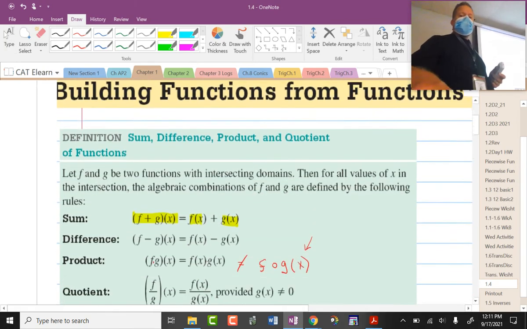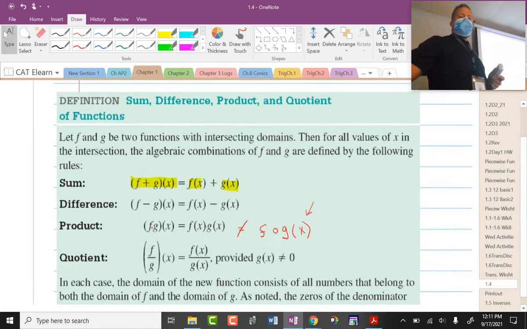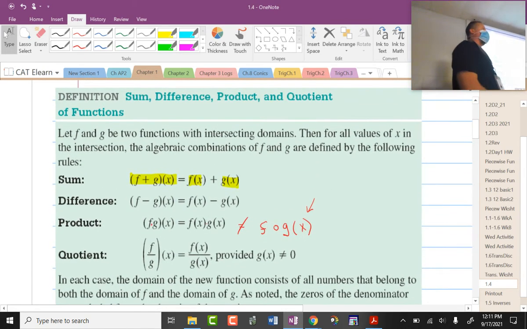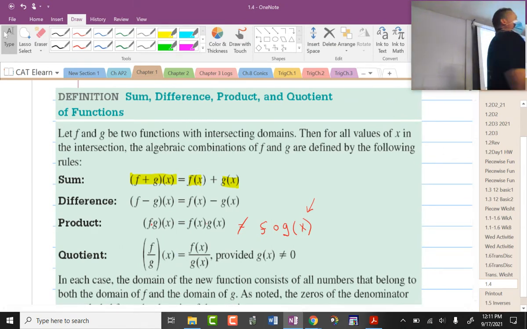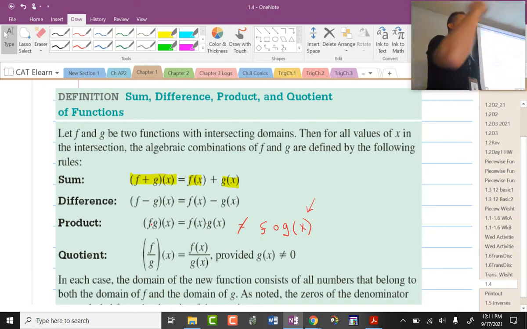1-4, building functions from functions. It's really operations with functions. Okay, so let's think about why this all of a sudden shows up. Up to this point, we've been using terms to analyze functions: domain, range, increasing, decreasing, boundedness, which never showed up on the quiz. All the other stuff, you don't have to run through it again.